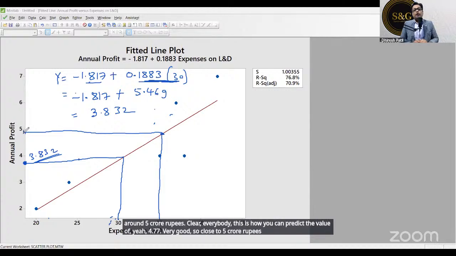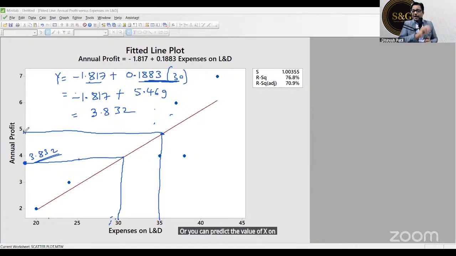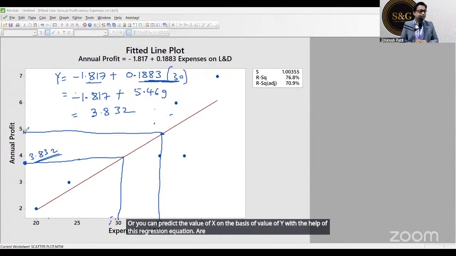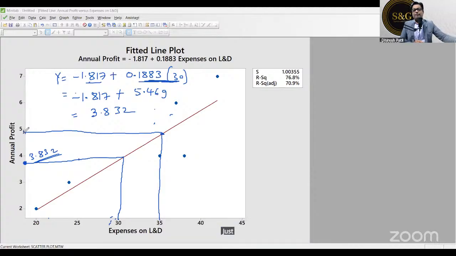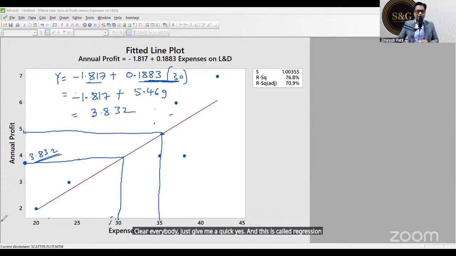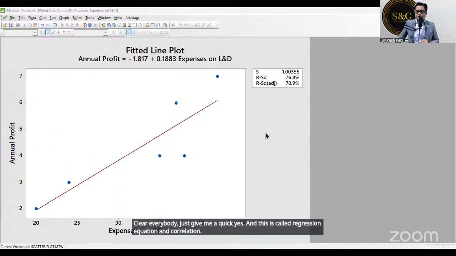So you can predict the value of Y on the basis of value of X, or you can predict the value of X on the basis of value of Y with the help of this regression equation. Are you clear? Just give me a quick yes in the chat box. Clear everybody? Just give me a quick yes. And this is called regression equation and correlation. Clear? So this is the basic stuff.